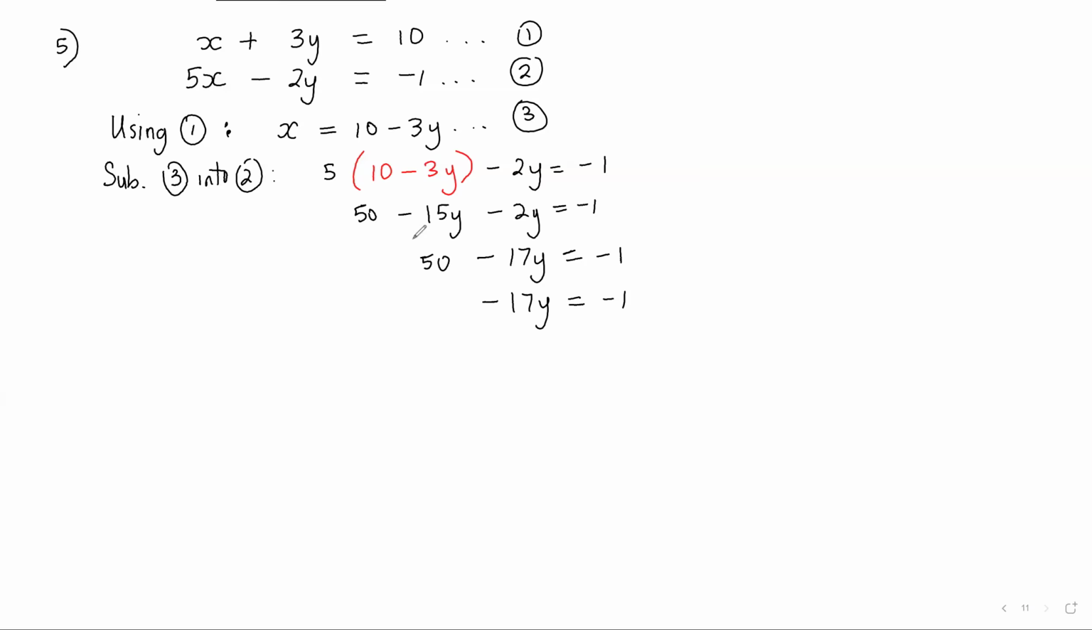I'm moving 50 to the other side of the equation. So it's going to become minus 50 because 50 on this side of the equation is positive. So this would be minus 17y. Minus 1 take away 50 would be minus 51. And then y, if minus 17y is equal to minus 51, y is equal to minus 51 divided by minus 17. Minus 51 divided by minus 17 is positive 3. So y is equal to 3.